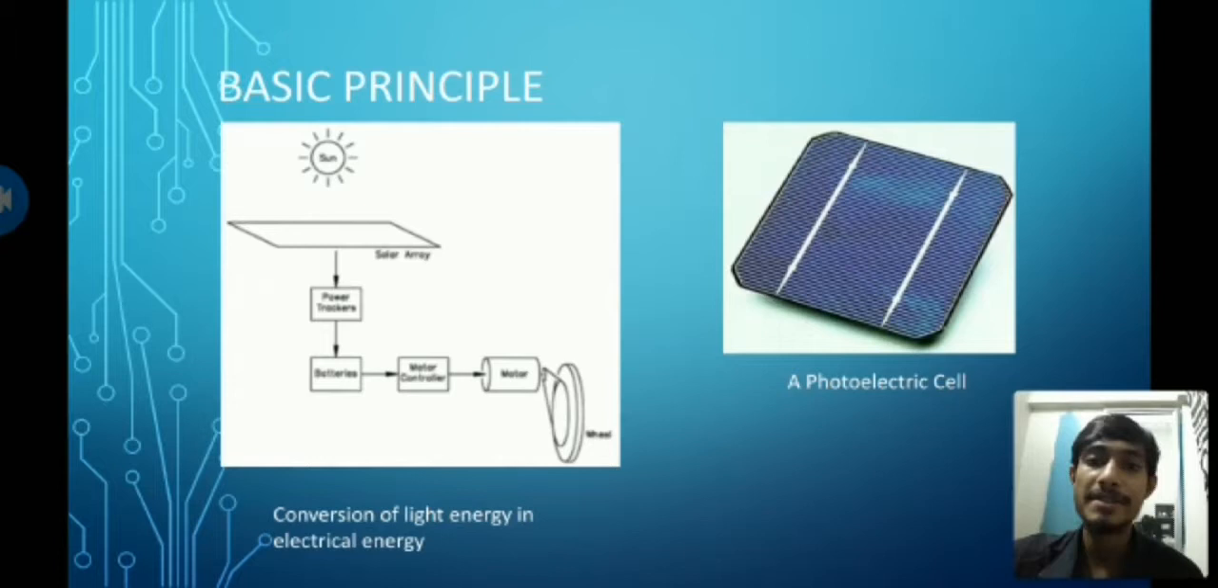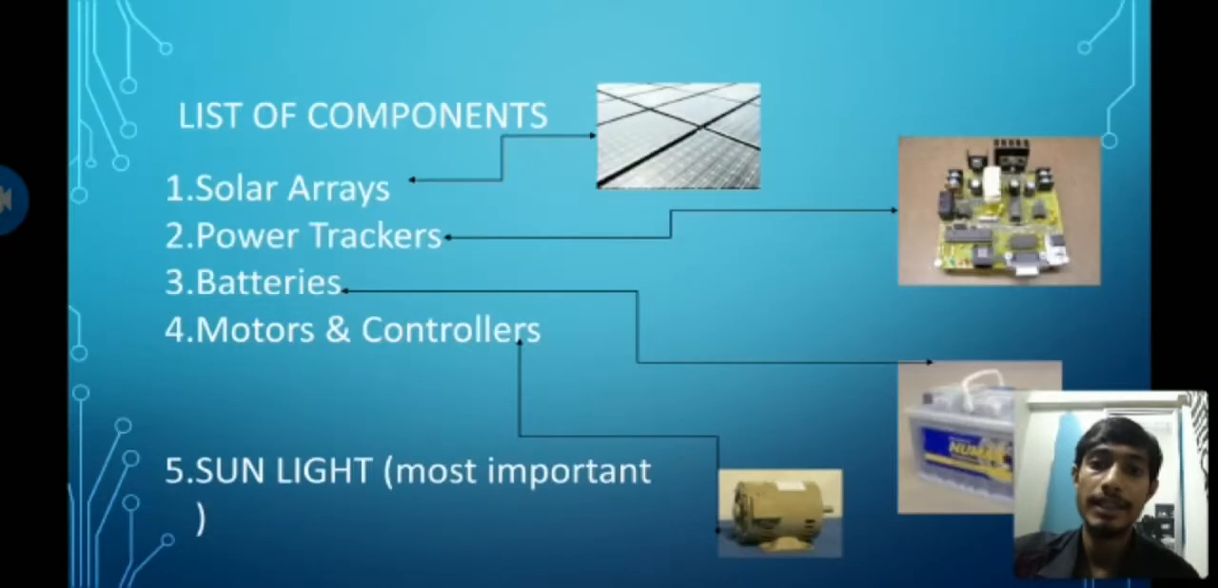We will be presenting you about solar energy car. So, what is the basic principle for solar energy car? As you may see, we are actually converting solar energy into electrical energy. For this, we are using photoelectric cell, which is also the main component of our project. The photoelectric cell converts electrical energy from the sun, with the help of sunlight, and proceeds to the power tracker, which may further proceed in our project.